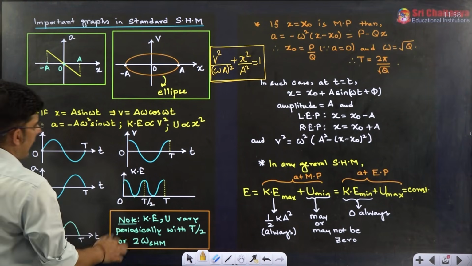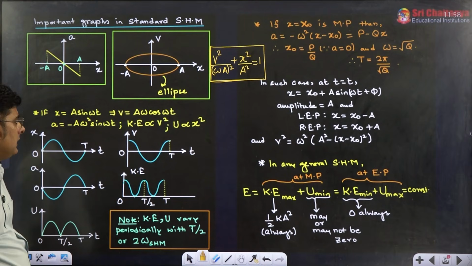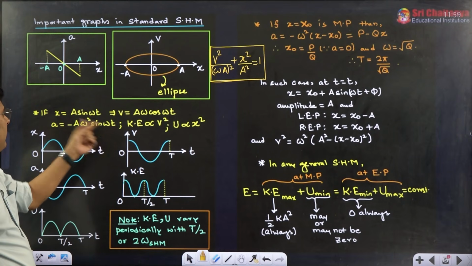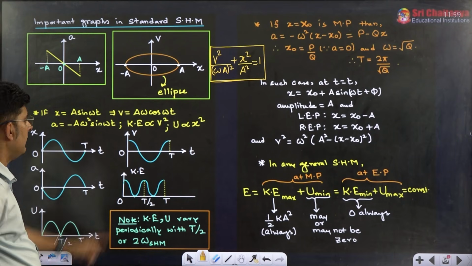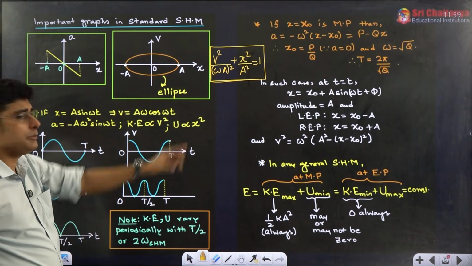Now with time, sometimes graphs are asked. So suppose I take x equals a sin omega t. So v will become a omega cos omega t. Acceleration will become minus a omega square sin omega t, because acceleration is minus omega square x. Kinetic energy is proportional to v square and potential energy is proportional to x square.